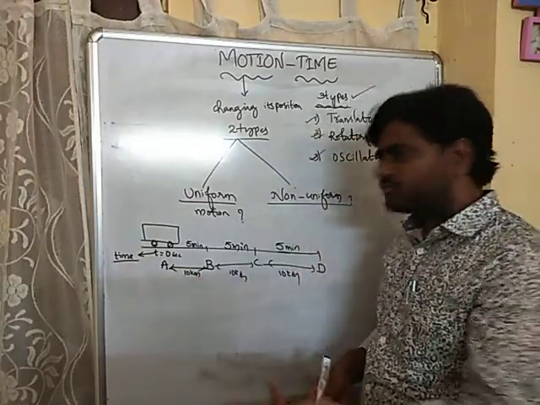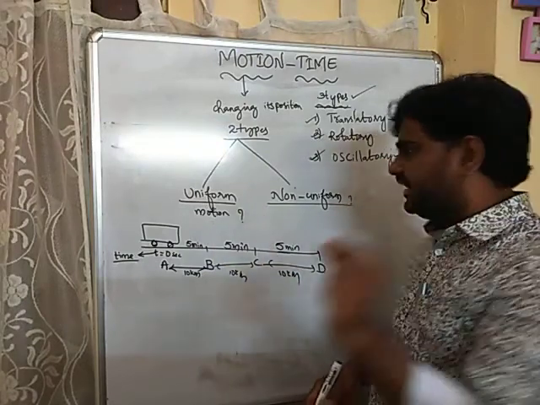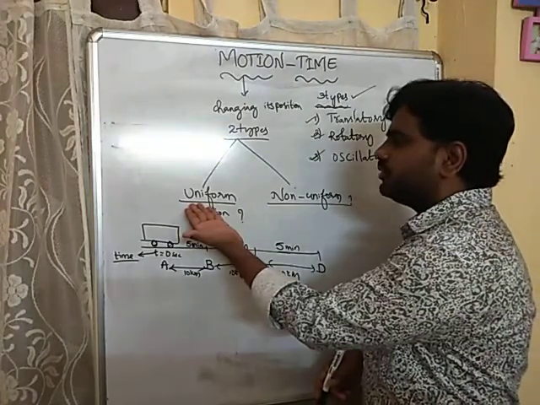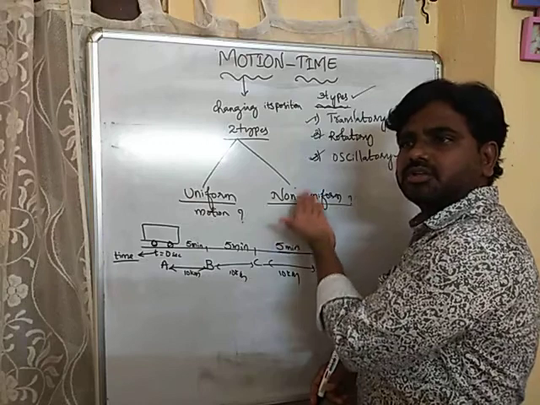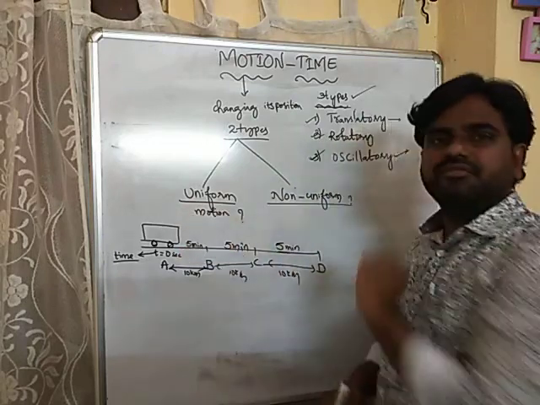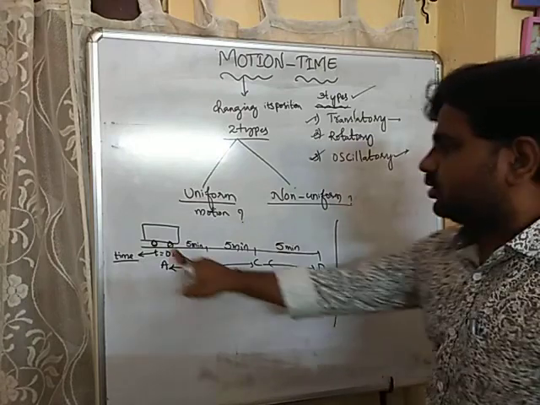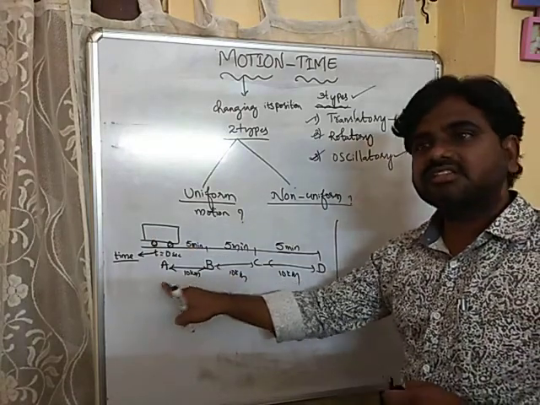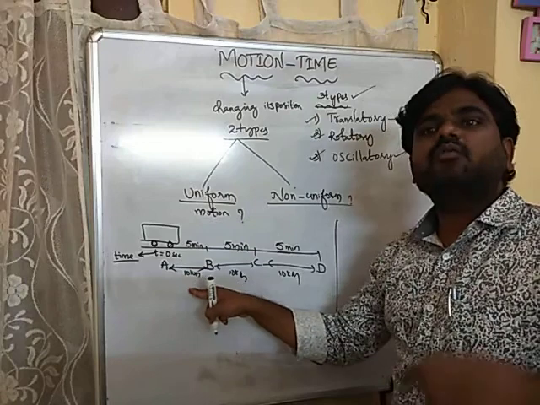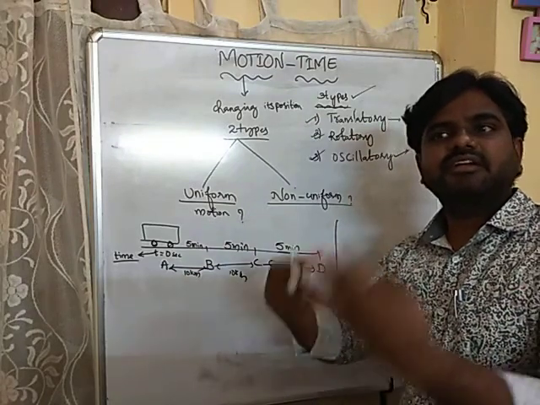I think you got a small idea about uniform motion and non-uniform motion. Non-uniform motion is opposite to the uniform motion, in other words. So what is that? Go on. So when a body is covering unequal distances in different time intervals.